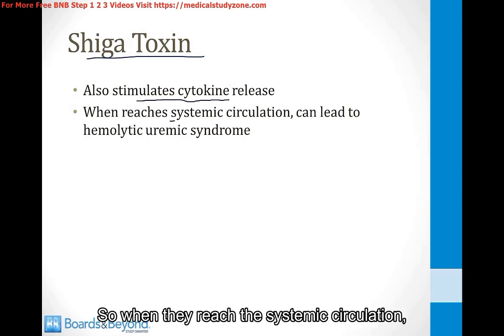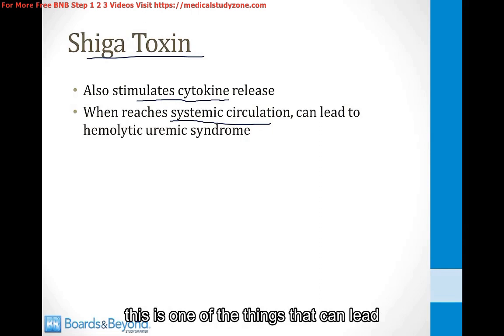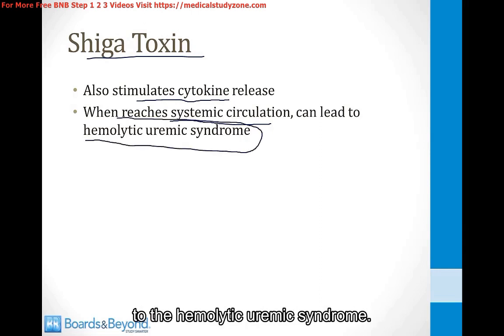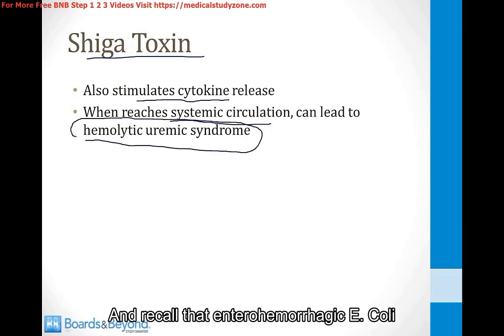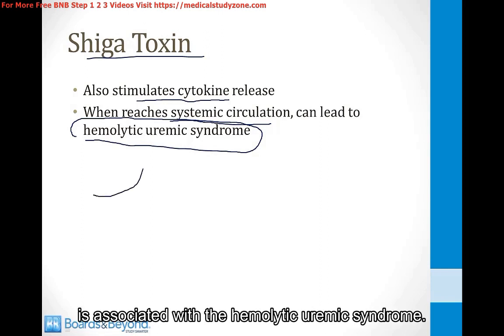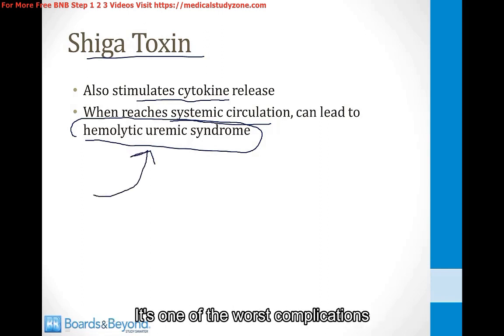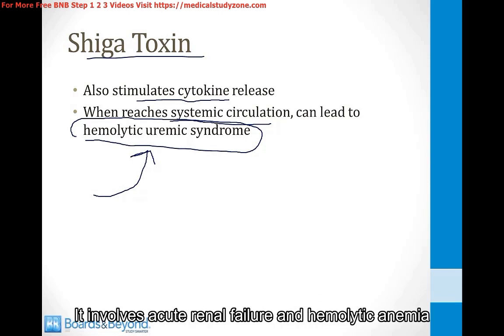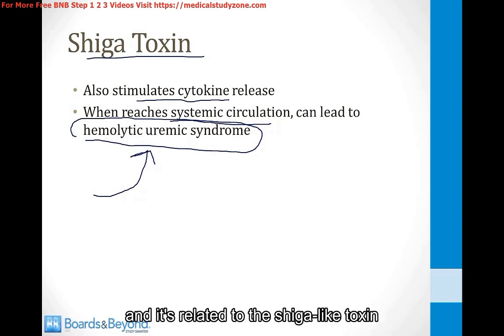So when they reach the systemic circulation, this is one of the things that can lead to the hemolytic uremic syndrome. And recall that enterohemorrhagic E. coli is associated with the hemolytic uremic syndrome. It's one of the worst complications of that infection that you can get. It involves acute renal failure and hemolytic anemia. And it's related to the Shiga-like toxin entering the systemic circulation and triggering an immune response.